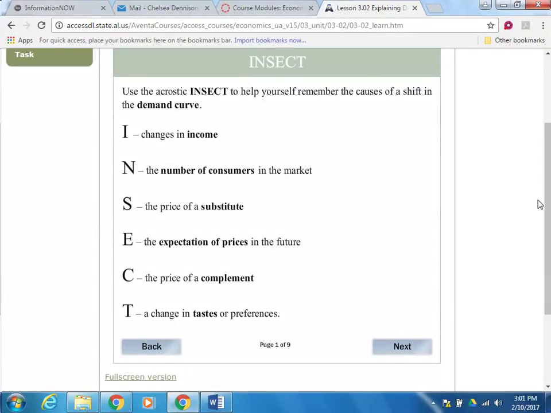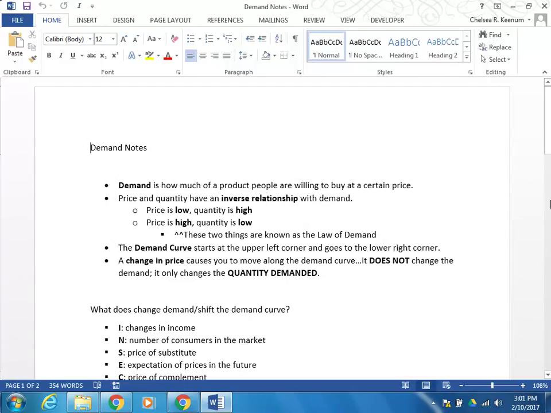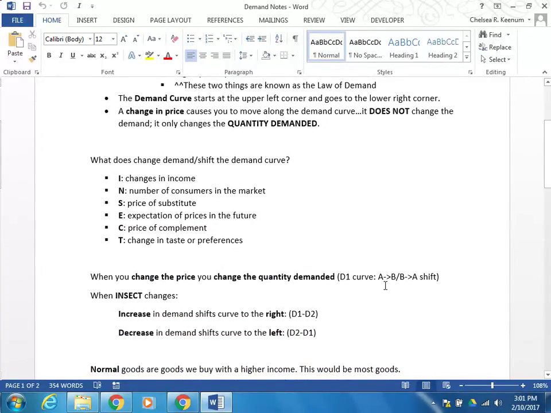So like we said, when you change the price, you change the quantity demanded. So on the curve, and I want to explain this down here, on the curve, you're either going to go from point A to point B or point B to point A. Okay?